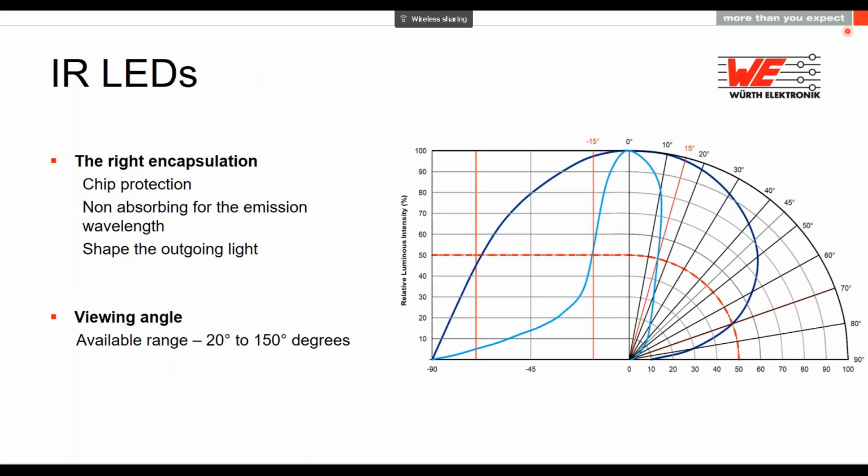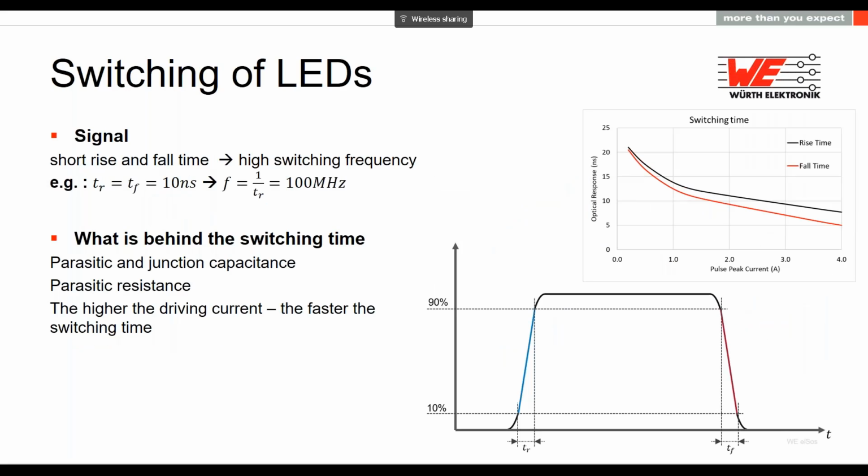The second most important parameter, this is the viewing angle. Viewing angle, as you can see here, can vary between 20 and 150 degrees and shows you how focused your light is. A 20 degrees viewing angle is very focused and 150 degrees is not that focused. Basically, the main important parameter to choose when you want to see what is my active area.